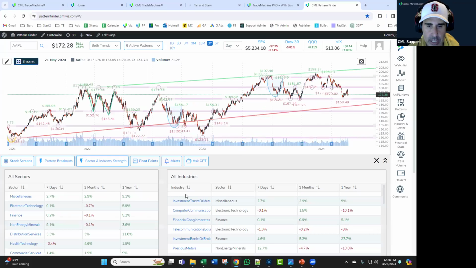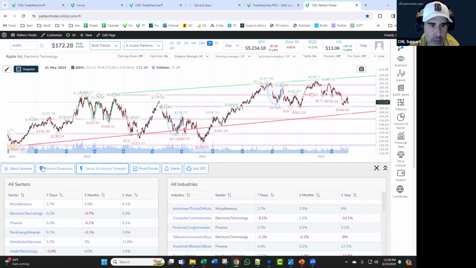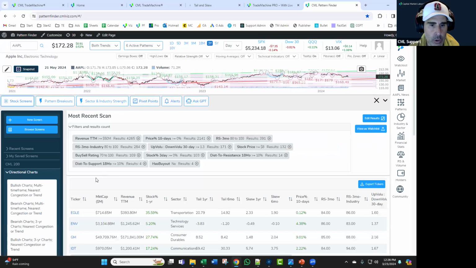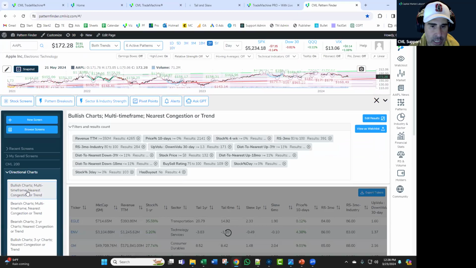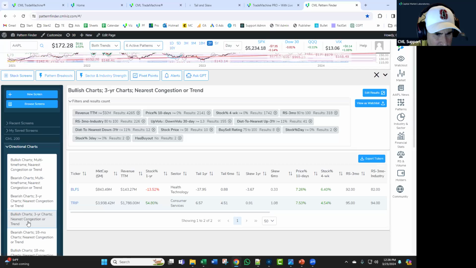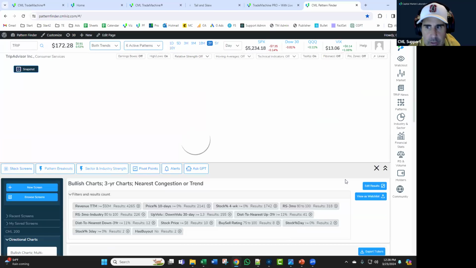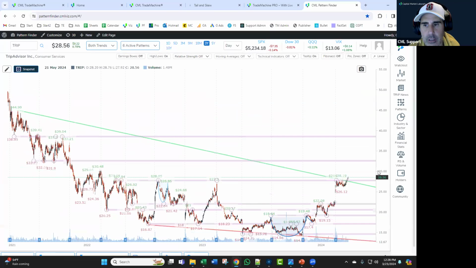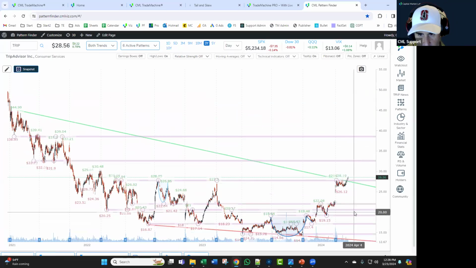You can start looking at how sectors are doing, subsectors. You can do screens which show charts which are kind of bullish setups. For example, let me do one of these since we're here. Okay, TripAdvisor or whatever Trip is. Here's a screen, and it's like, okay, look, it's through trend support.